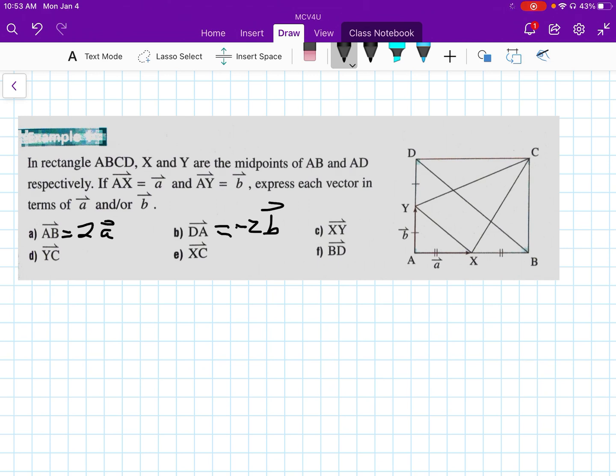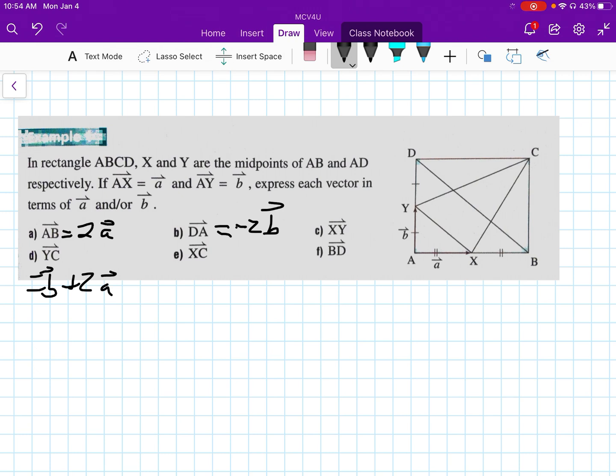All right. XY. You can see we start at X. You can write this, and we go to A, which means that we've got a negative A. So that's negative A, and then we travel up vector B. You can write that as negative vector A plus vector B, or you can say it is B minus A. All right. YC, let me erase some of this stuff here. YC, you can read that straight across. You can say that we go up vector B, and then we have 2 vector A, or 2 vector A plus B.